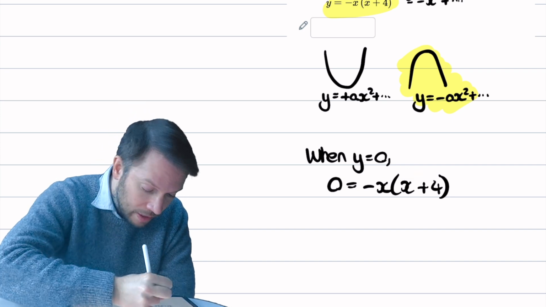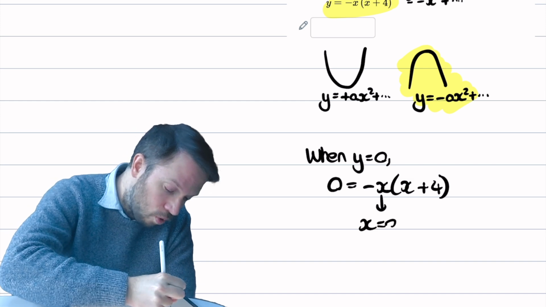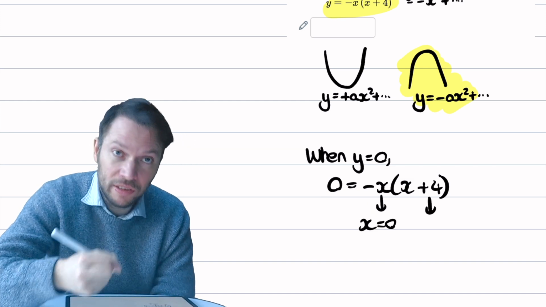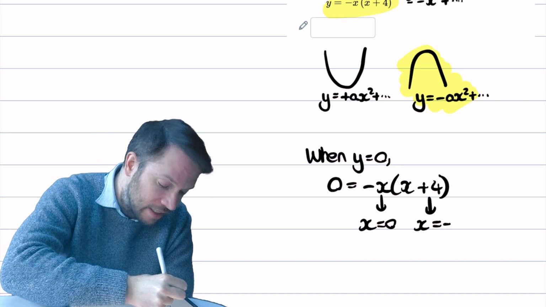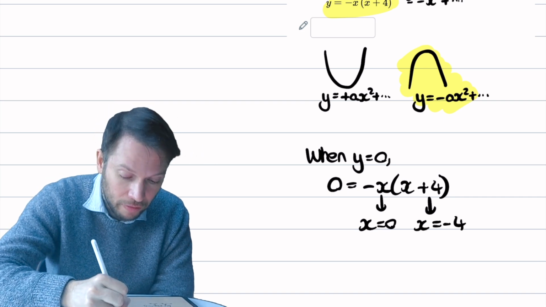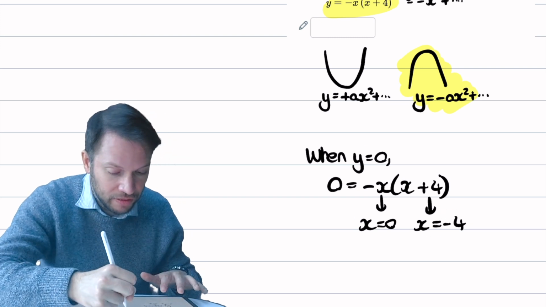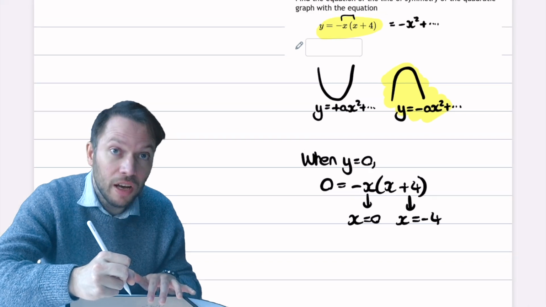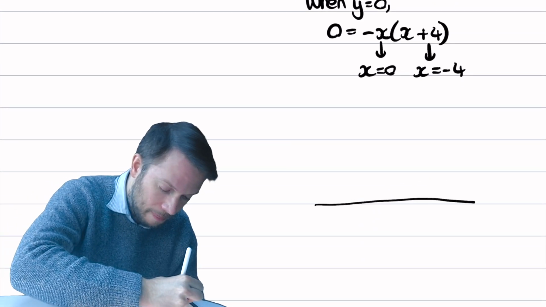So either this x here in the product is 0, so x is 0, or x plus 4 is going to be 0. And what plus 4 is 0? Well, it's minus 4. So that tells us the x-intercepts of the graph. So when y is 0, x will be 0 or minus 4. So that's enough to sketch this graph. Let's do it.